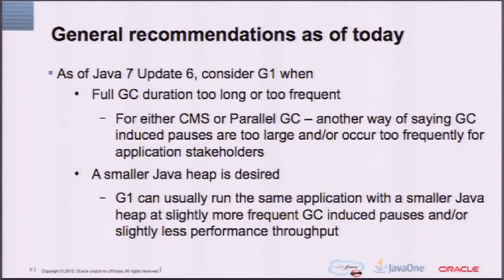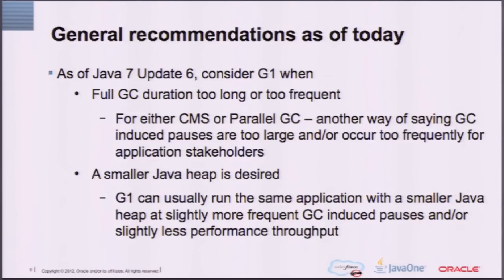So the general recommendations of today. As of Java 7 Update 6, I wrote this slide about a week ago, and I see we got another update release. So it's actually Update 7. You should consider using G1 if you have a full GC that's either too long in duration or occurring too frequently. And this is going to be true whether you're using CMS or parallel GC.